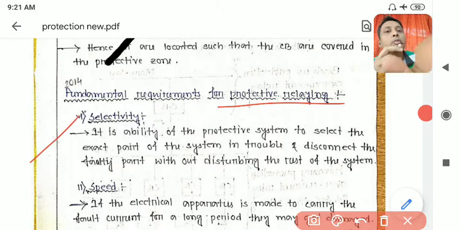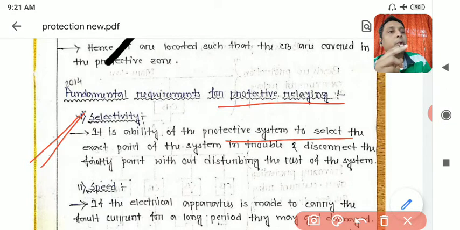Number one, it should be selective. Selective means only that portion which is faulty should be removed, not the entire system. Suppose you have some infection on your hand, so your hand should be treated. It's not that the entire body should be treated. Okay, so that is the question here.